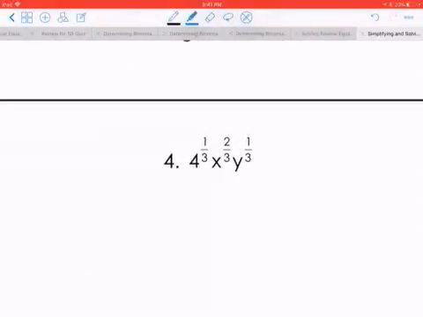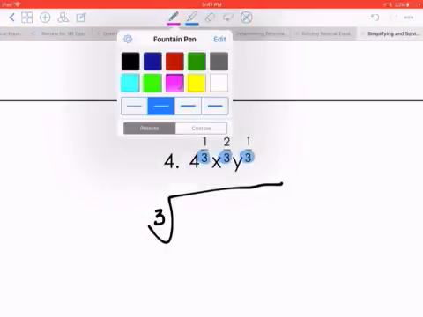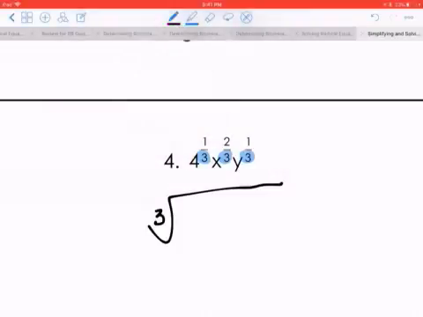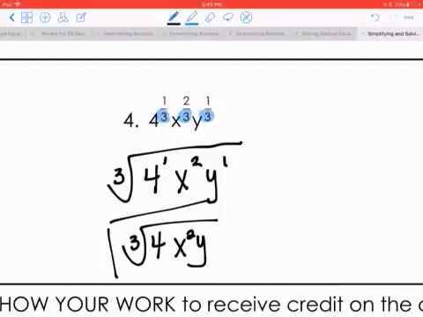So because they have the same exponent, then we can put the root. Your 3 needs to go right there. Some of you are putting it out here. That's a no-no. Don't write your 3 on the outside. It's got to go inside, in between that radical sign. So now we have 4 to the first power, x squared, y to the first. Now we don't need all of those ones there, so we have the cube root of 4x squared y. And that's our answer.